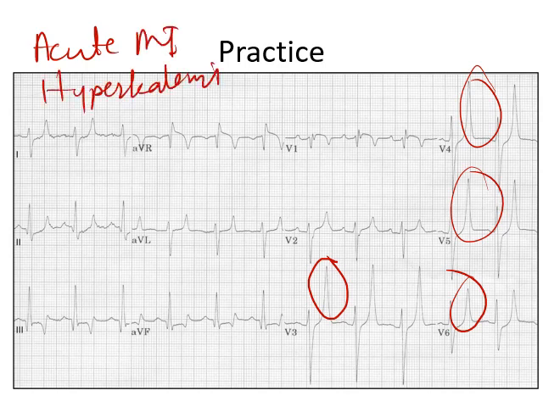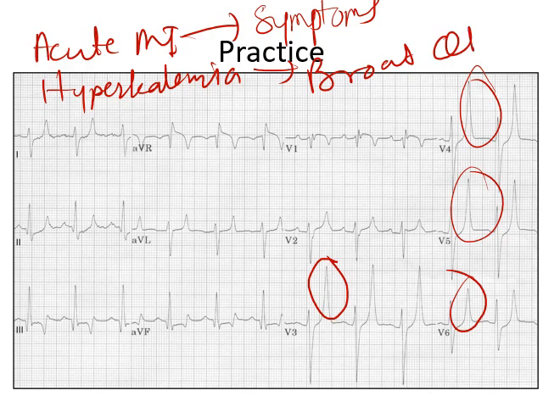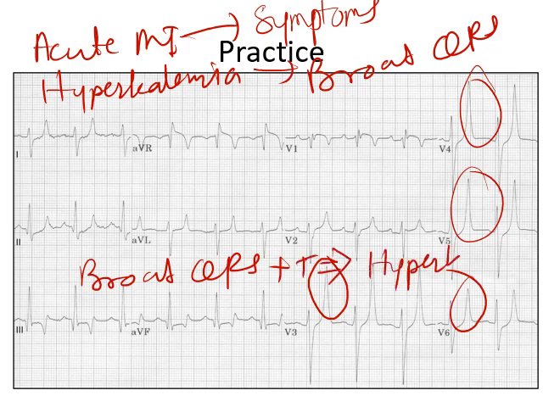So how to differentiate them? Acute MI most importantly will have symptoms, clinical symptoms, and hyperkalemia generally has broad QRS. So we have seen this ECG before as well with respect to broad QRS. So if you see a broad QRS with tall T waves, that is mostly suggestive of hyperkalemia. So this ECG is most likely showing changes associated with hyperkalemia.